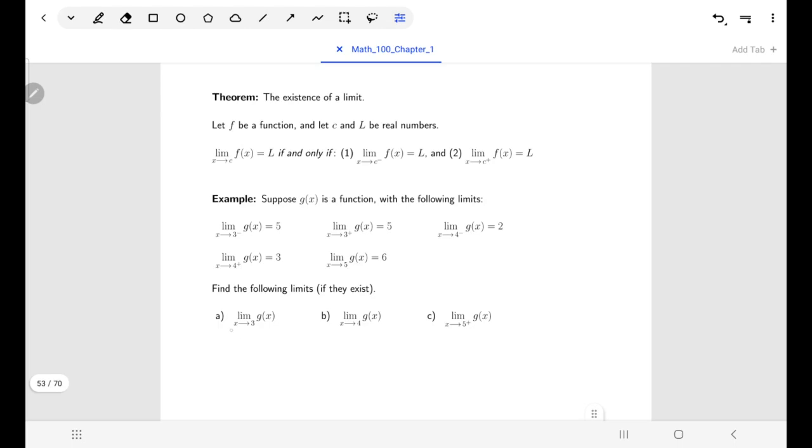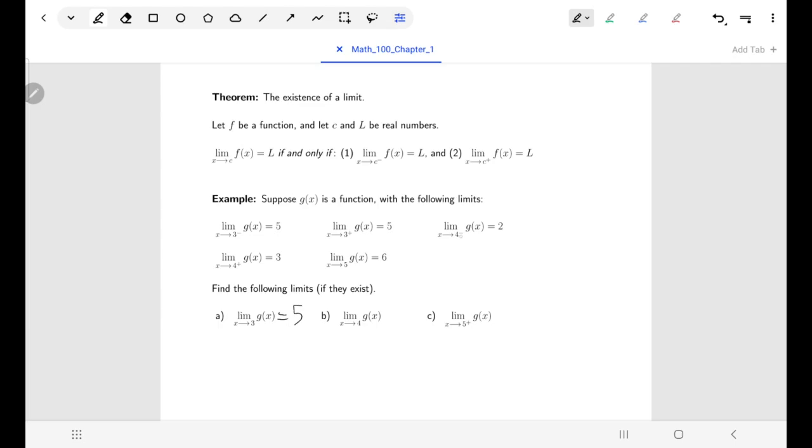So if I were looking at the limit as x goes to 3, I would say that would exist provided that the left and right-handed limits exist and provided they agree with each other. My left-handed limit at 3 is 5. My right-handed limit at 3 is 5. The limit exists on both sides of 3, and the limit is the same on both sides. So therefore, my limit as x goes to 3 must be the same as those left and right-handed limits. They must both be 5.